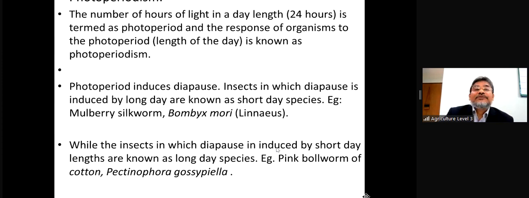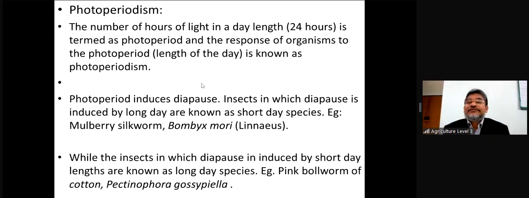Come to photoperiodism. The number of hours of light in a day length, our 24 hour time, this is termed as photoperiod. The response of organisms to the photoperiod, that is the length of the day, is photoperiodism. Photoperiod, that is light period, induces diapause.